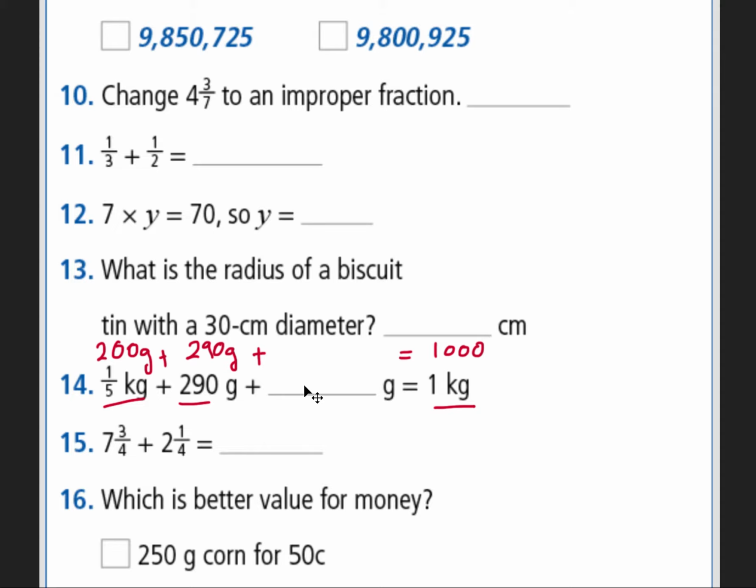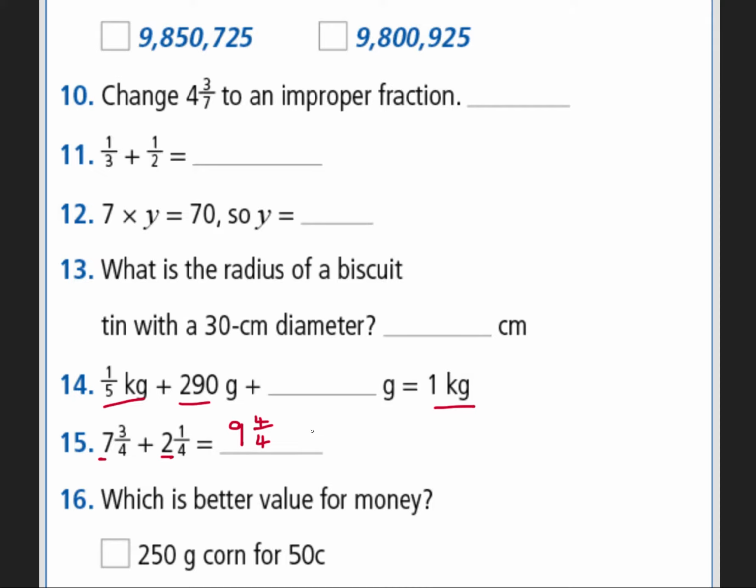Question 15, we have 7 3/4 plus 2 1/4, and we're asked what does that equal. If we add, there's a couple of different ways you can do this. If we add our units first, we're going to get 9 in our units. And if we add our fractions, we're going to get 3/4 plus 1/4, and we're going to get 4/4.